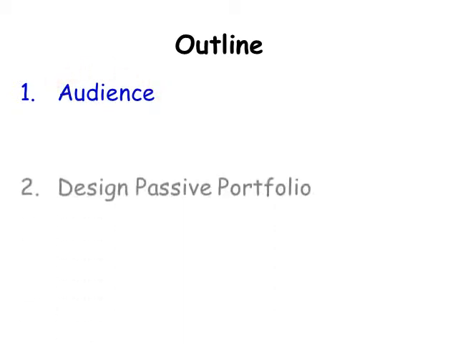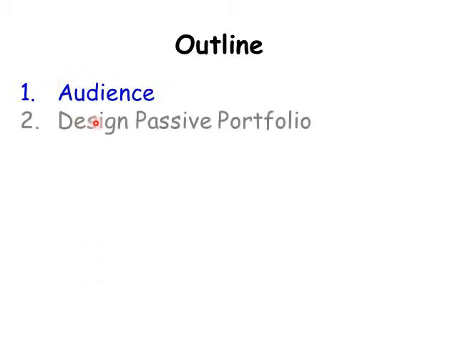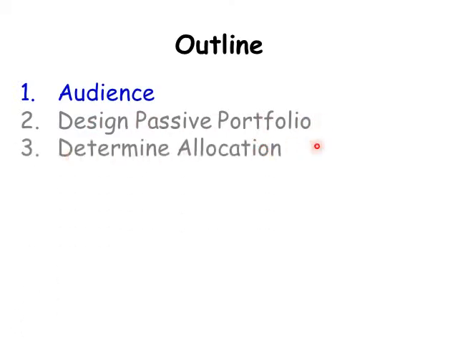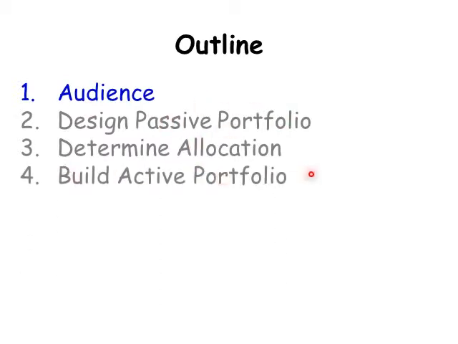Let's continue with the sections I am going to discuss in this video. First section is audience: who is the audience for this presentation, and who can benefit? Next, we'll design a passive portfolio. Then we will determine allocation from that portfolio. Next, we will build an active portfolio using that allocation. Then we'll do a dry run of the active portfolio we just built.